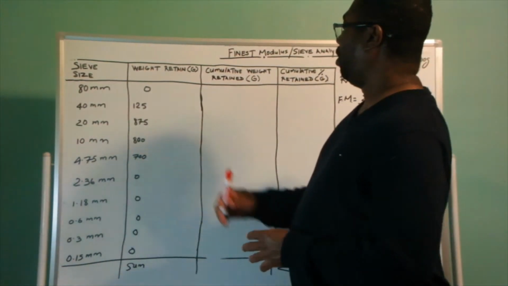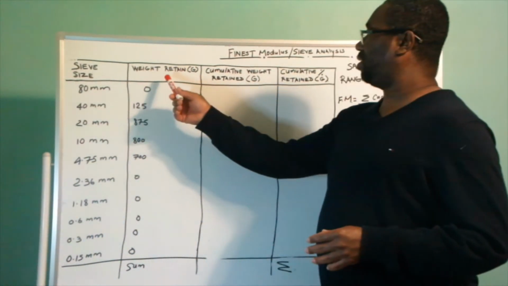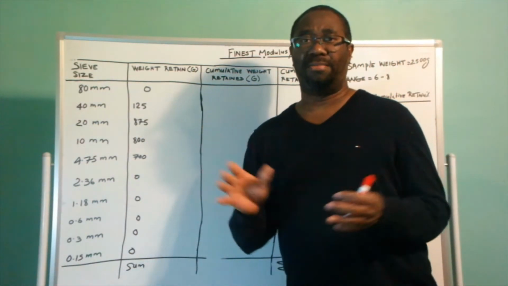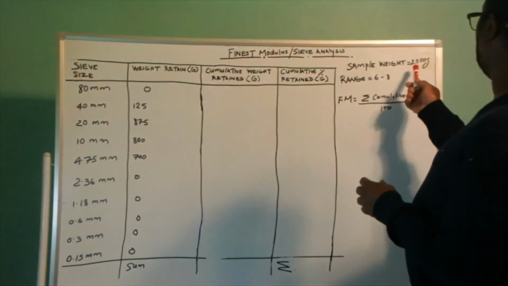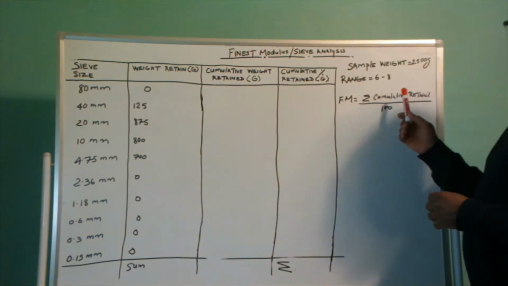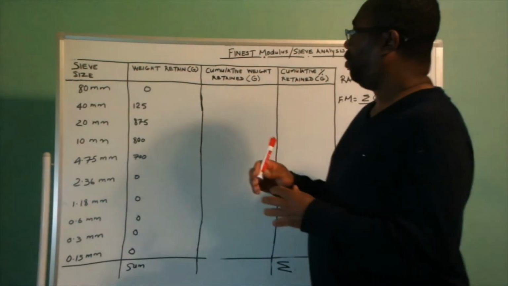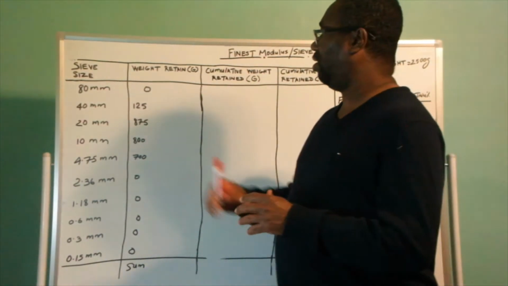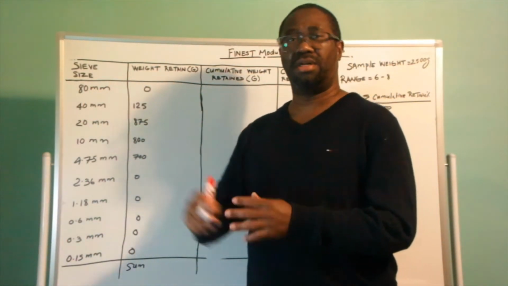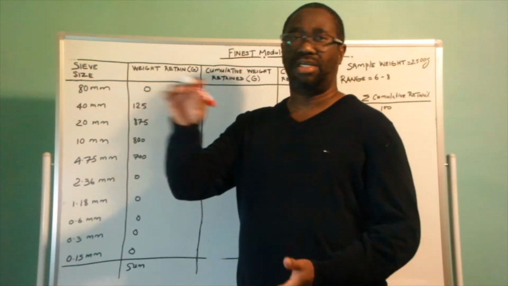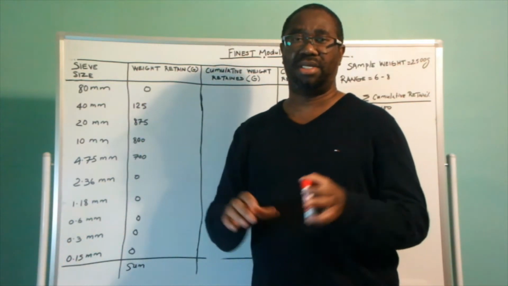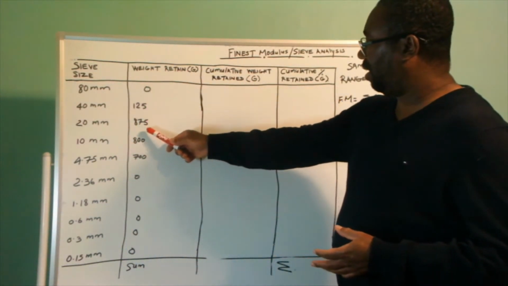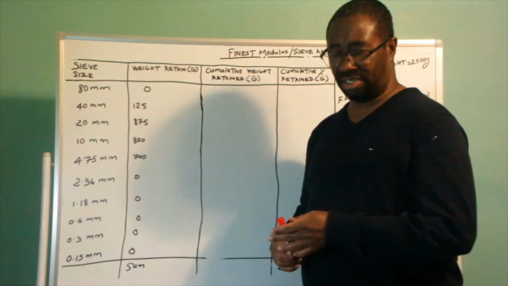Now in our second column is the weight retained in grams. So I must point out to you that the sample size for this procedure is 2,500 grams of coarse aggregate, and we put that 2,500 grams of coarse aggregate in our top sieve of 80 millimeter. Place it on that mechanical shaker, shake it for approximately 15 to 20 minutes, and after that is concluded, then this is the weight of the aggregate that is retained in each respective sieve.